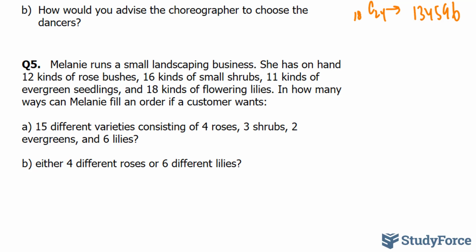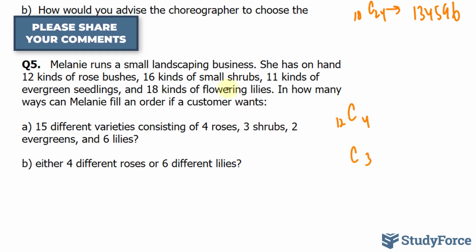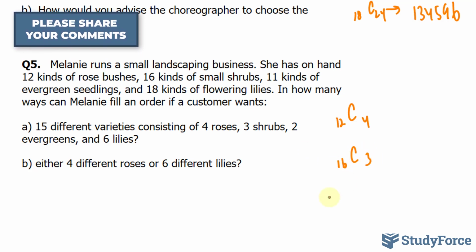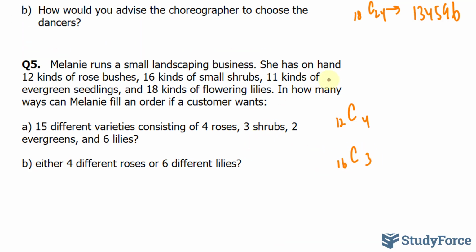The order in which Melanie chooses the plants does not matter. That's important, so we are dealing with combinations. The number of ways of choosing the roses is 4 from the possible 12. So we have, for the roses, 12 and 4. For the shrubs, we have 16 different kinds. 16 choose 3. Evergreens, we only need 2, and there are 11 kinds. And lastly, for the lilies, we have to choose 6 from a total of 18.